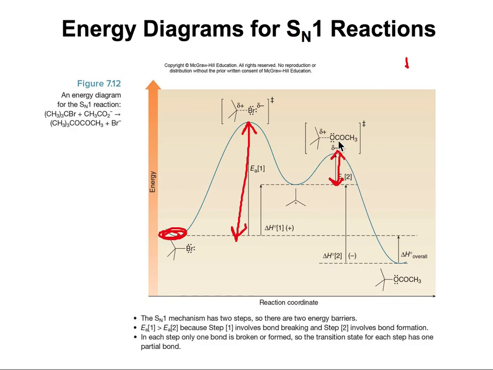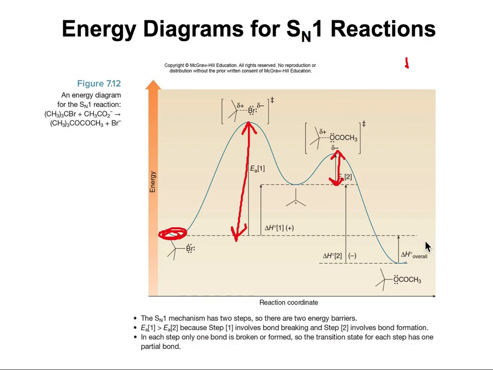The reason why the second activation energy is so small is because the reaction of the nucleophile attacking the carbocation is going to be very, very quick. So you barely have to put any energy for that to happen. And this one on the other side is going to be much lower. Remember, this is going to be the rate determining step, and so that's why that activation energy is very high.